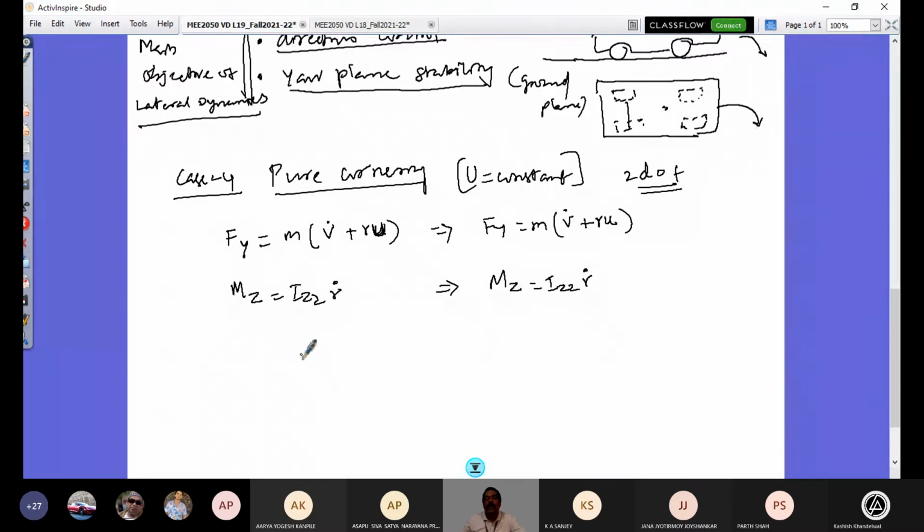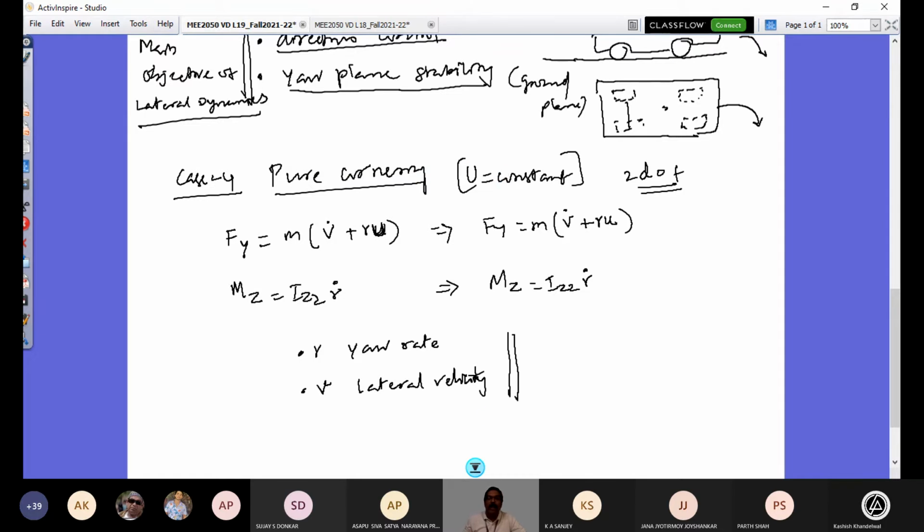So what are the 2 degrees of freedom? One is this R, which is called yaw rate. Another one is V, which is called the lateral velocity. So V dot is there, it's changing. Here U is constant and R is changing. These are the 2 degrees of freedom sufficient to describe your motion under pure cornering when the forward velocity of the vehicle is constant.